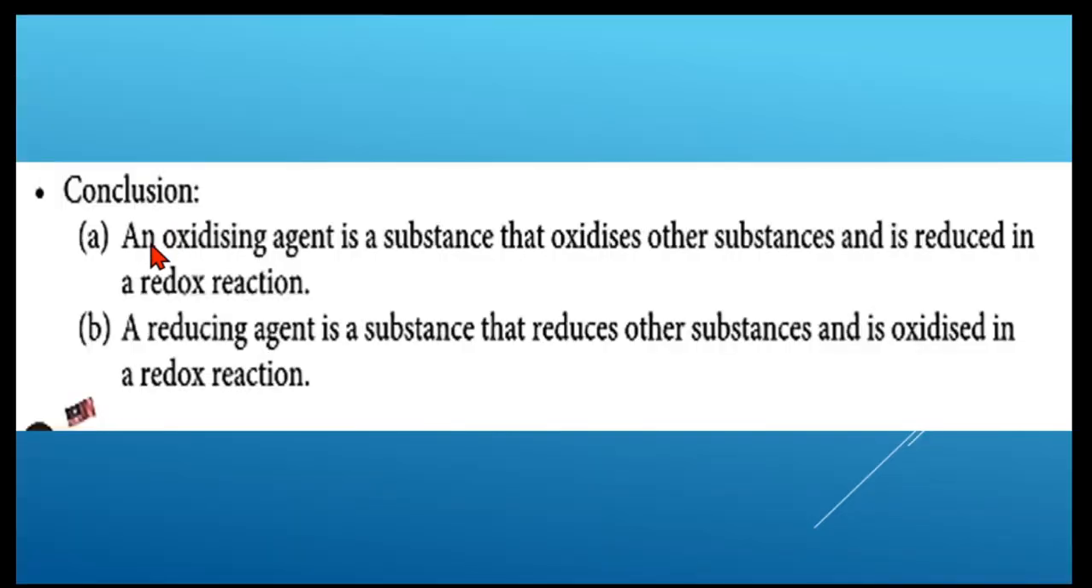So, conclusion. An oxidizing agent is a substance that oxidizes other substance and is reduced in a redox reaction. And a reducing agent is a substance that reduces other substance and is oxidized in a redox reaction. So make sure kamu tidak pening. Ingat sahaja kasi terbalik saja. Oxidizing agent undergo reduction. Reducing agent undergo oxidation. Okay? Ingat itu sahaja. Okay, so that's all for today.